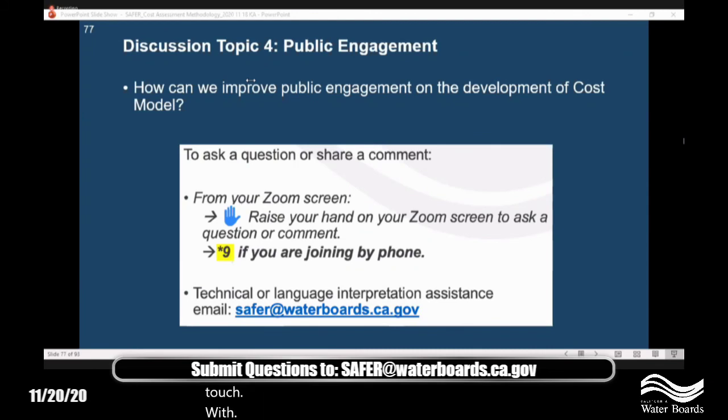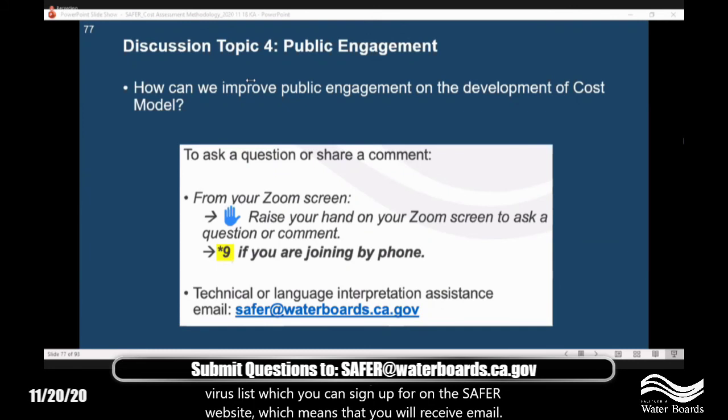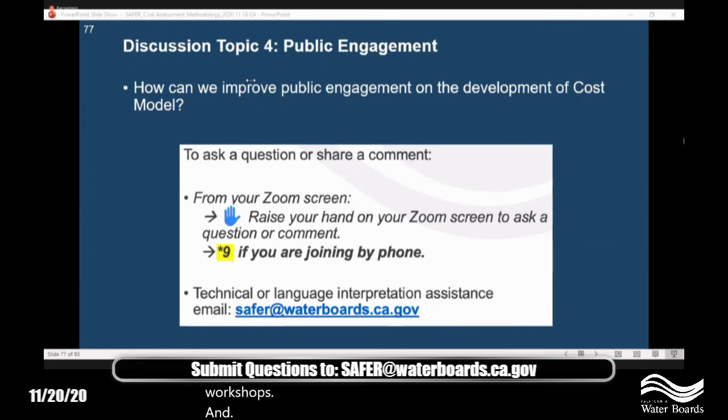We also have an email listserv, our SAFER Lyris list, which you can sign up for on the SAFER website, which means that you will receive email notifications when we're going to be hosting public workshops and events to continuously engage on our development of our needs assessment methodologies and other activities that the SAFER program is working on. So we definitely want to stay engaged with the public on this effort. Please email us if you'd like to get more involved. Great question. We appreciate it.